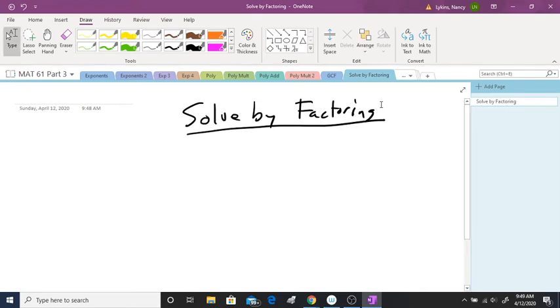Hey, welcome back. Today we're going to solve by factoring. So what I mean by this is we're going to combine what we've learned with factoring trinomials and use this with factoring equations, in this case, that equals 0.